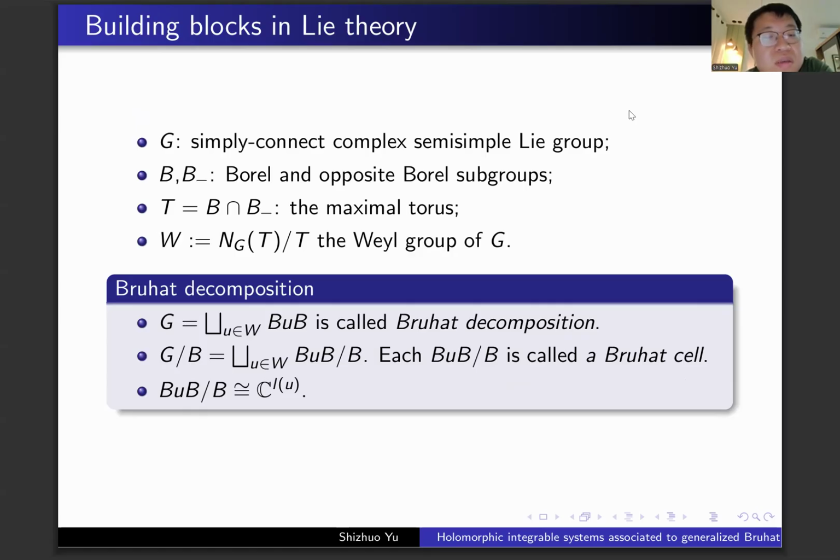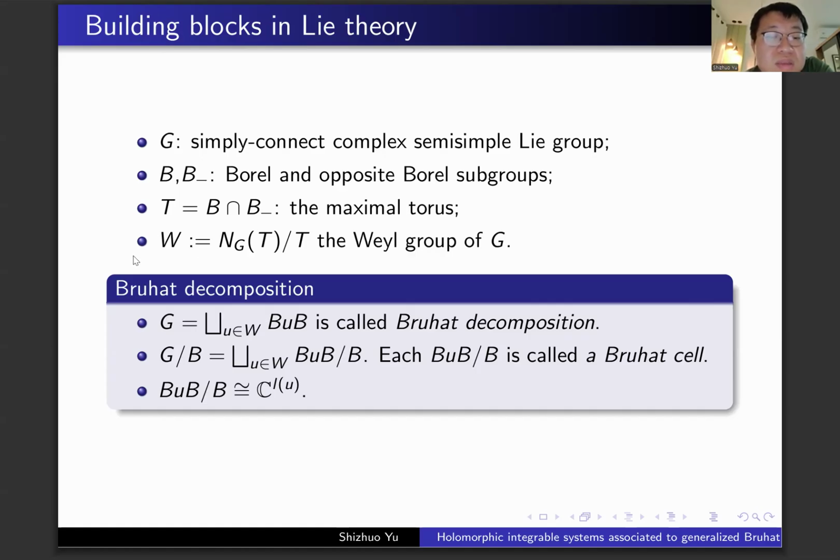some basic concepts in the Lie theory of the complex semi-simple Lie groups. That is also the building blocks of today's constructions. Here we suppose that G is a simply connected complex semi-simple Lie group. And B and B minus are a pair of Borel and opposite Borel subgroups. T is the maximal torus, and W is the Weyl group.